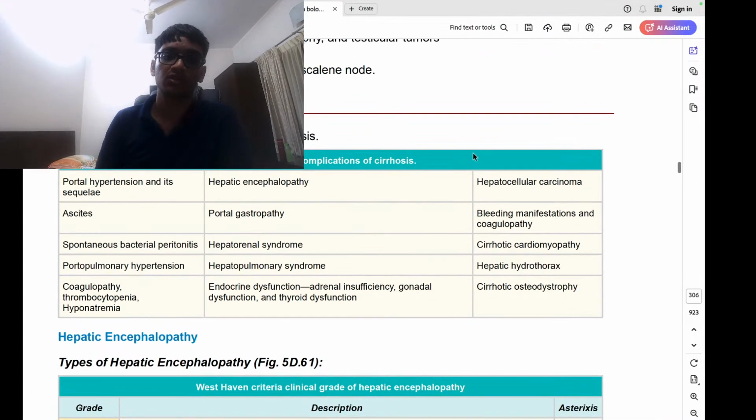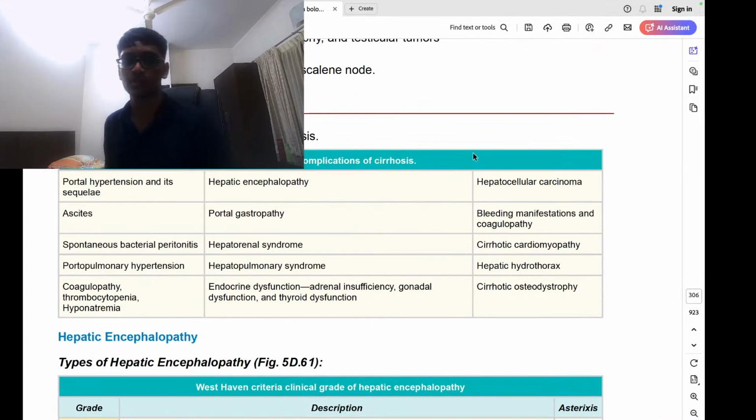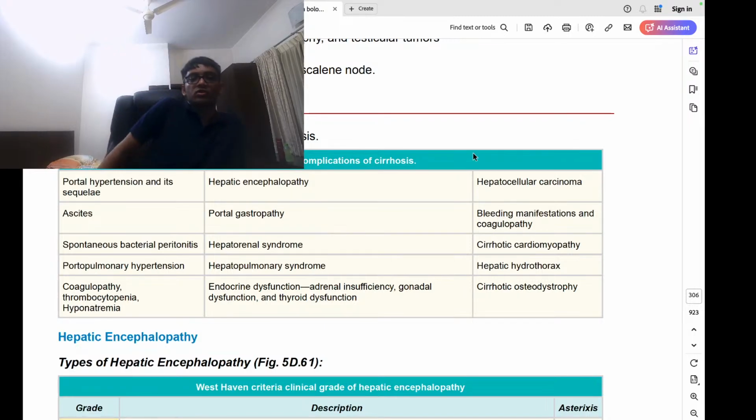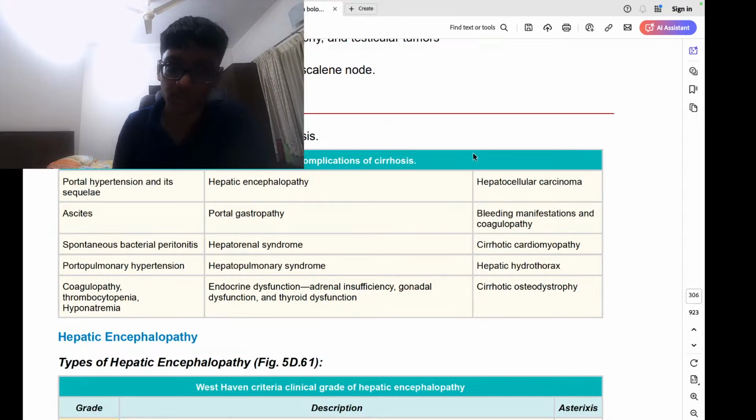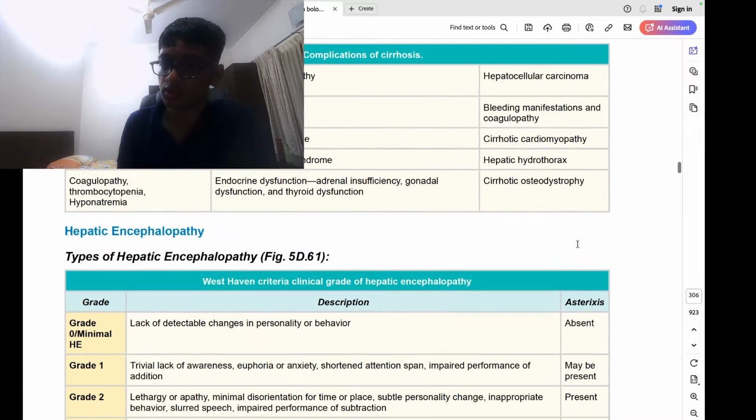Okay, wait. Complications: portal hypertension sequelae, ascites, spontaneous bacterial peritonitis, portopulmonary hypertension, coagulopathy, thrombocytopenia, hyponatremia, hepatic encephalopathy, portal gastropathy, hepatorenal syndrome, hepatopulmonary syndrome, endocrine dysfunction, adrenal insufficiency, gonadal dysfunction, and thyroid dysfunction, hepatocellular carcinoma, bleeding manifestation, coagulopathy, cirrhotic cardiomyopathy, hepatic hydrothorax, and cirrhotic osteodystrophy.